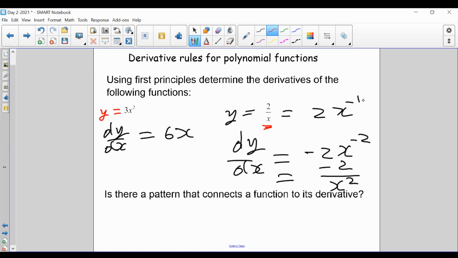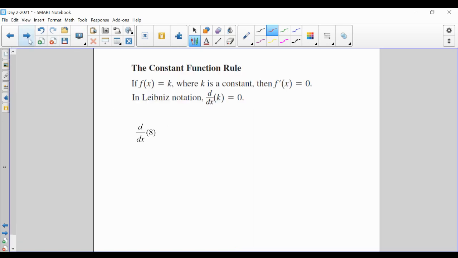Then I subtracted 1 from the exponent, so it's minus 2 times x to the minus 2. It is really that simple, Taj, and everybody else. That's the pattern. So you multiply the exponent by the coefficient, and you subtract 1 from the exponent. All right, so let's get to some rules of derivatives.